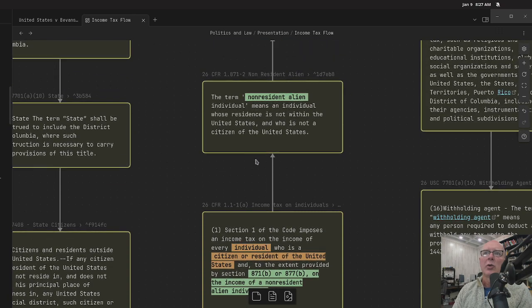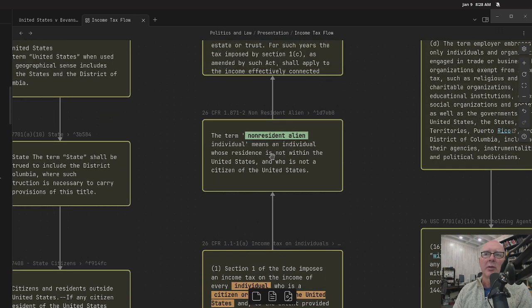All right, so now we're going to come up here to the term non-resident alien. Now, it's interesting that they don't tell you what a non-resident alien is. They actually tell you what it is not. And so the definition of a non-resident alien individual means an individual whose residence is not within the United States and who is not a citizen of the United States. I do not live in the District of Columbia, and I'm not a citizen of the District of Columbia. Therefore, I am, by their definition, a non-resident alien.